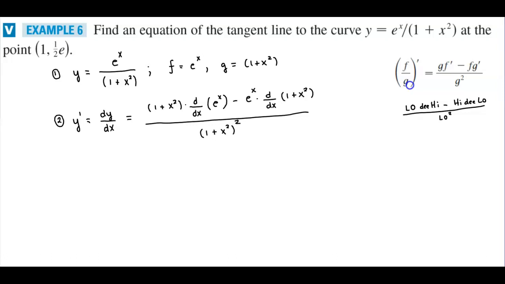Okay, let's continue. So we want to find the derivative of e to the x. So we know that from our rule, the derivative of e to the x is e to the x minus e to the x times, well, what's the derivative of 1? Well, it's 0. And the derivative of x squared is 2x. And then we're going to divide that by 1 plus x squared squared.